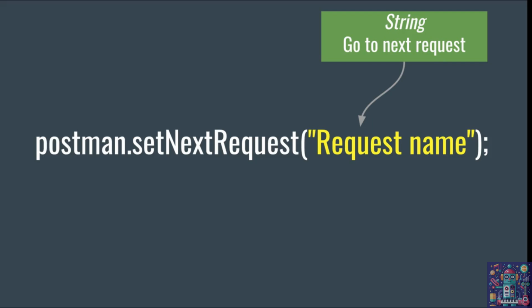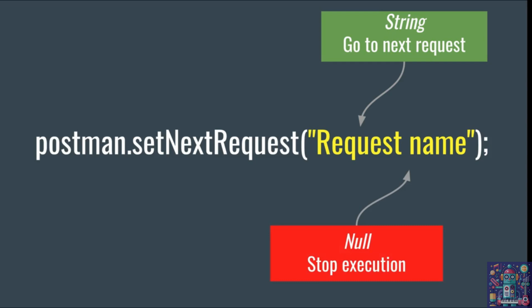As a parameter for setNextRequest, you just have to give the name of the request exactly as you have named that specific request. So for example, in my case, if I want to go from request 1 to request 3, I only have to type in request 3. But if you have a longer and more complicated name, you have to type in the exact name of that request here. Additionally, I mentioned that it's possible to interrupt the collection run, to just put it to a halt. That is done by setting null as a parameter to the setNextRequest function. And what this will do is stop the execution after the current request has completed.